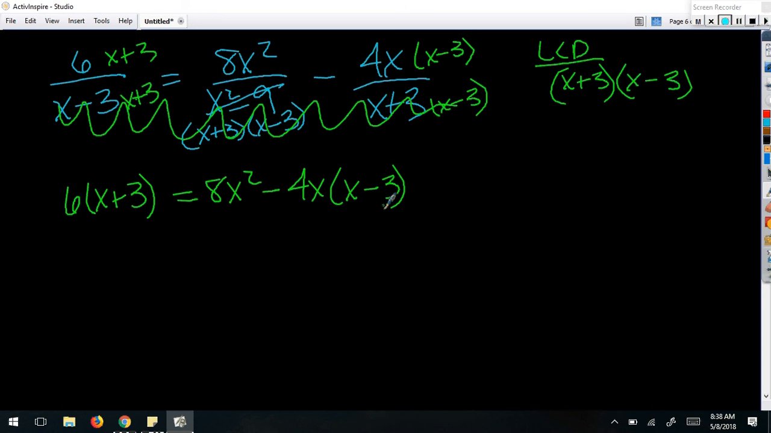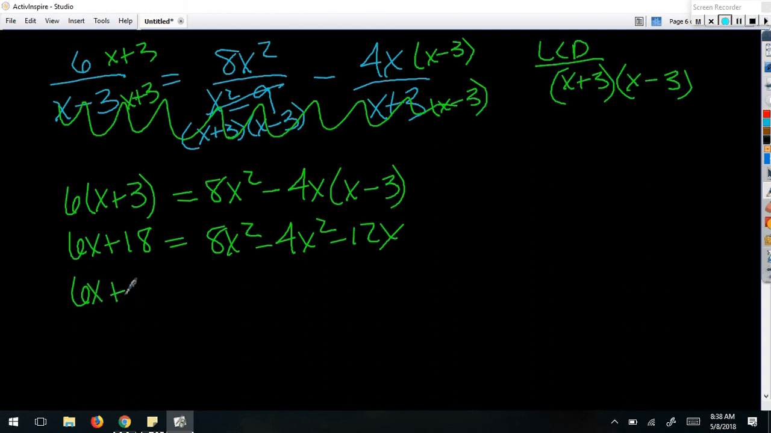And let's expand this a little bit. Let's get rid of those parentheses. 6x plus 18 equals 8x squared minus 4x squared minus 12x. Alrighty. What to do? Get all the like terms and make them equal 0. 8x squared minus 4x squared is 4x squared. And then I'm going to move these guys over.